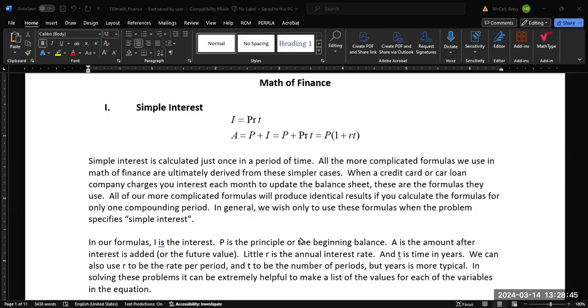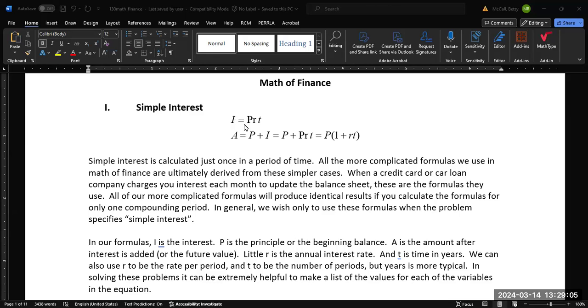All right, so in this video, we're going to be looking at math of finance formulas. We're going to start with the very, very basic simple interest problems, and we're going to work our way up to compounding and payments and continuous interest and all those other things. So let's begin with our simple interest formula.